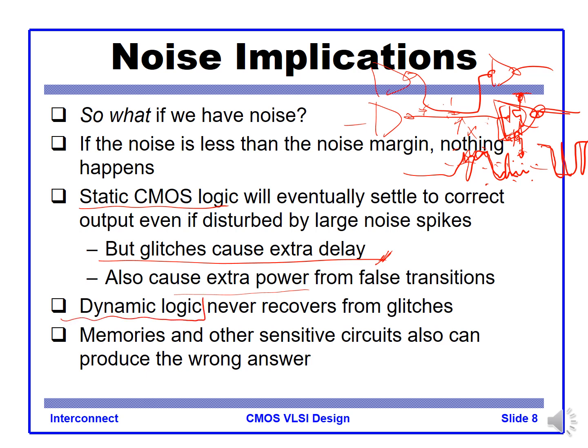Such glitches are very dangerous for dynamic logic. We have not learned dynamic logic so far. What we can say here is that dynamic logic is very sensitive to glitches, so we have to avoid such glitches very carefully. Also, memory and other sensitive circuits may produce wrong answers, right? So this kind of glitch should be avoided, right?